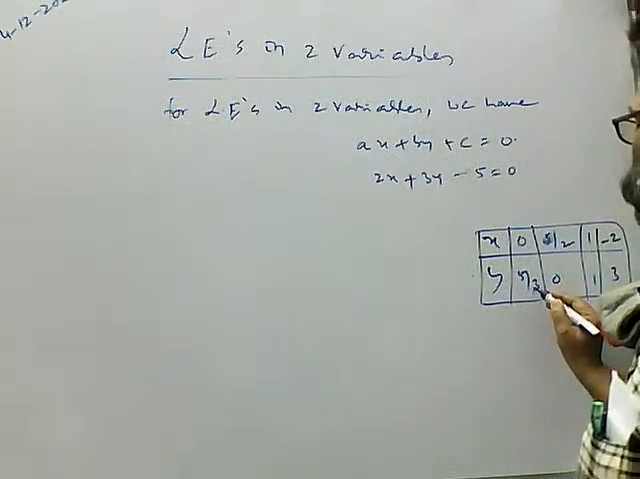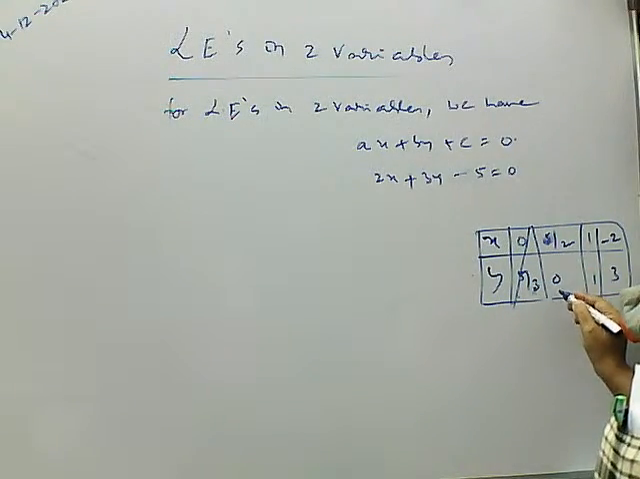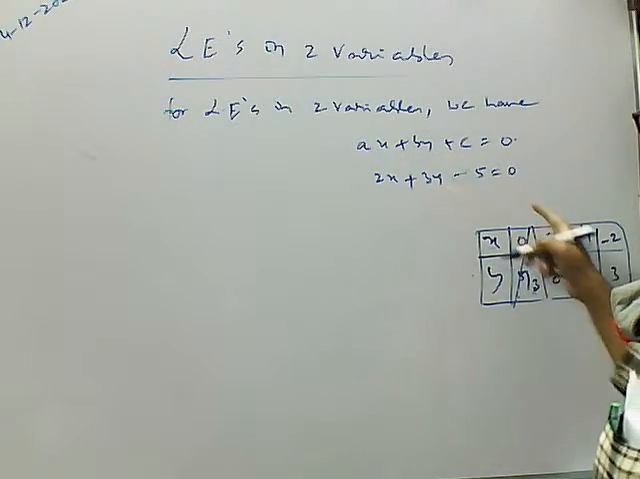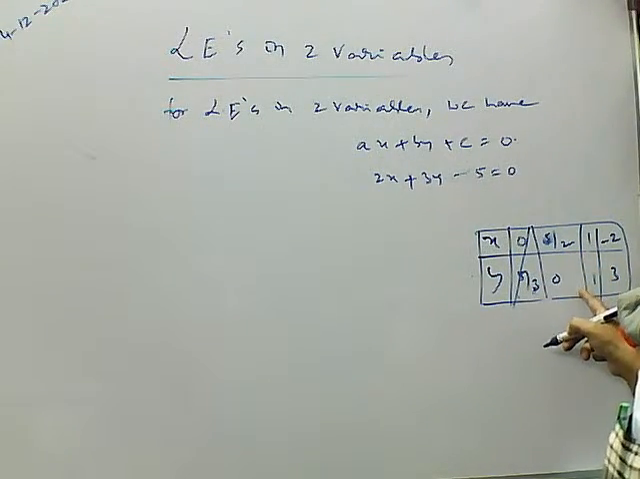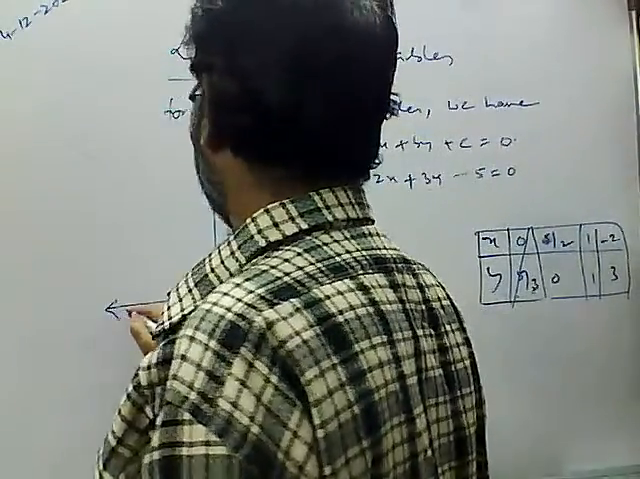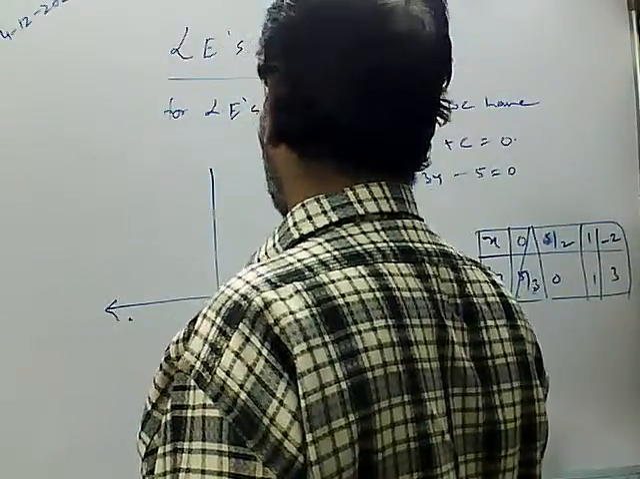But this value is not possible to plot, so leave this value. Now you can take y0, x is equal to 5 by 2; x1, y1; and x minus 2, y3. Now you can plot. Understand how it comes? x0, 1, 2, 3.